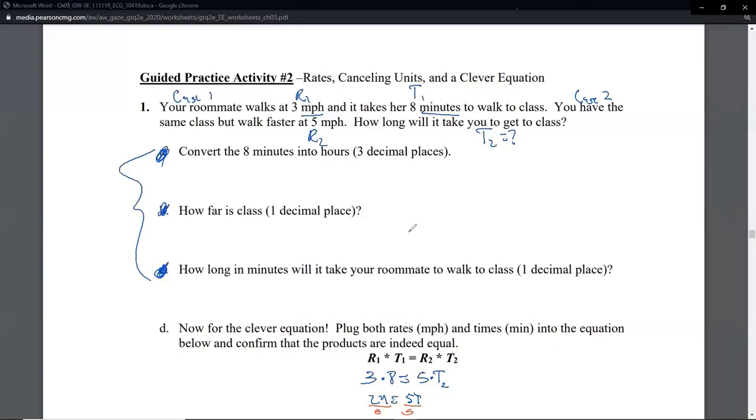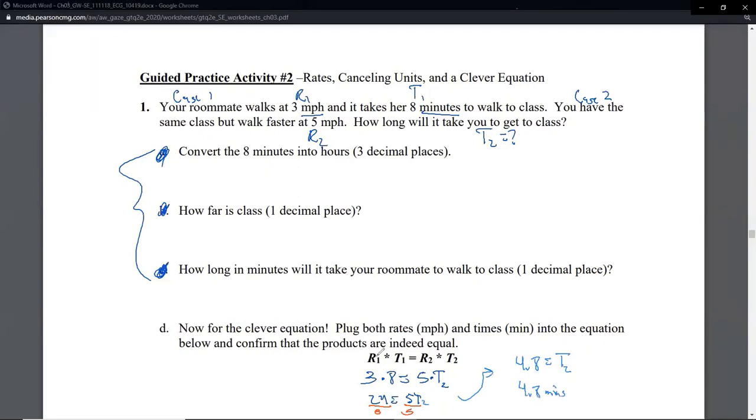And then 24 divided by 5 is going to be 4.8. Yeah, 4.8. I don't want to have to pull the calculator up for that. So we get 4.8 is equal to T2. T2, the first time was in minutes, which says that this is 4.8 minutes.